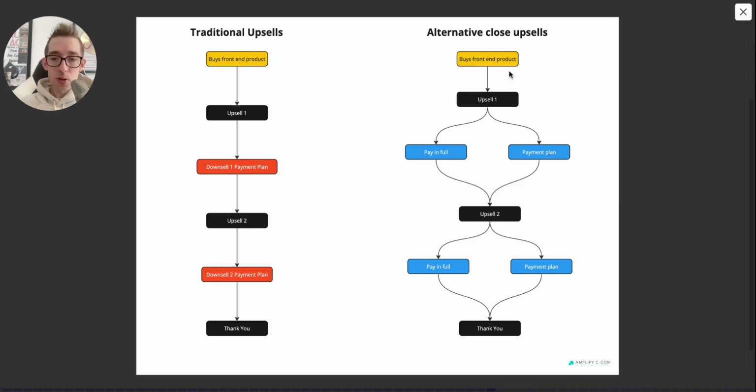Alternative close upsells, we've reduced it down from 5 steps down to 3 steps, even though it looks like more on the screen, right? So they go to upsell 1 and we say, hey, do you want to pay in full or do you want the payment plan? And we put both options on screen. And then upsell 2, do you want to pay in full or do you want a payment plan? By doing this, we've increased take rates and increased average order value. And I'm going to show you why in just a second.